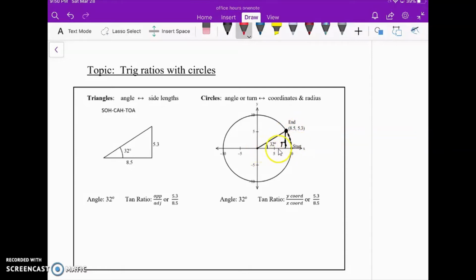The adjacent side here would obviously be that x-coordinate of 8.5. And the length of this side here would be the same thing as the y-coordinate for that point, 5.3. So either way, with this 32-degree angle, we're going to get a tan ratio of 5.3 over 8.5. Also, if you look at it carefully, this triangle right here is actually kind of hidden inside the circle. So we're really doing the same thing whether we use a circle or a triangle in this case.